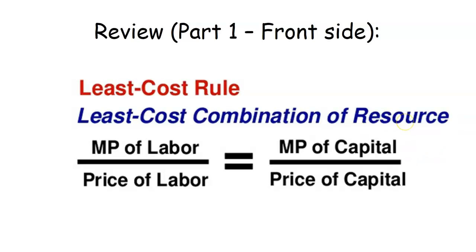The least cost rule, or least cost formula combination, is that we want to set the marginal product of each resource divided by the price of that resource equal to one another. So the rule states that we want to spend our last dollar on resources such that the marginal product per dollar is the same for each resource. So if we're looking at labor and capital, we want the MP of labor over the price of labor equal to the marginal product of capital over the price of capital.